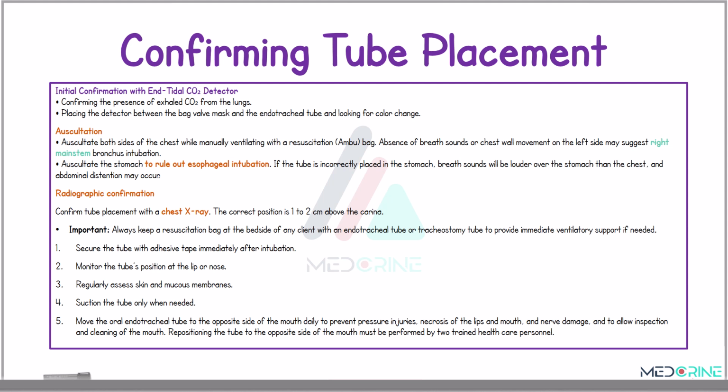The third way that we can confirm tube placement is through radiographic confirmation. During radiographic confirmation, we use a chest X-ray to confirm that the tube is in the correct position. The correct position is usually 1 to 2 centimeters above the carina.